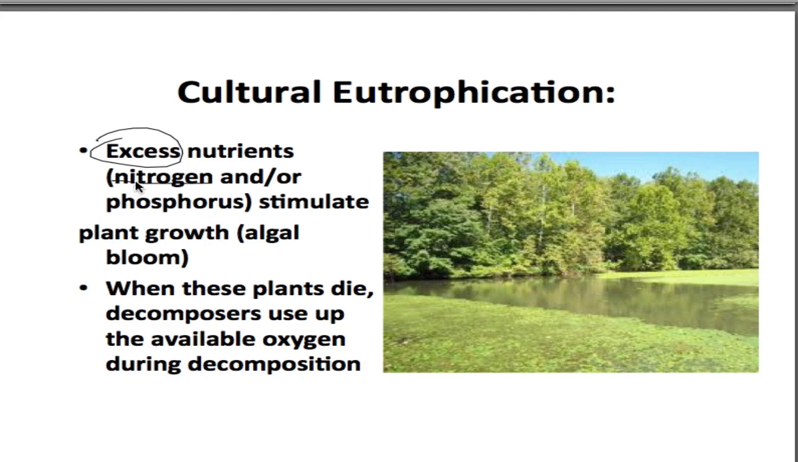So if you think about it, plants need that nitrogen. They want it, right? So if we get a lot of nitrogen in the water, we're going to stimulate plant growth in the water. And that's all this stuff is. It's algae. Okay, we get an algae bloom here in our lake.